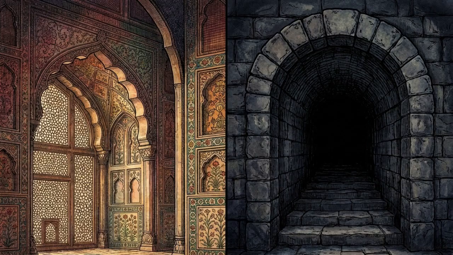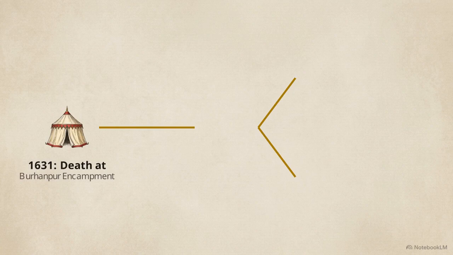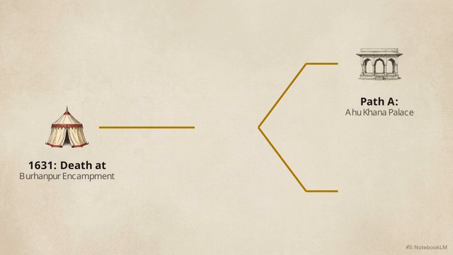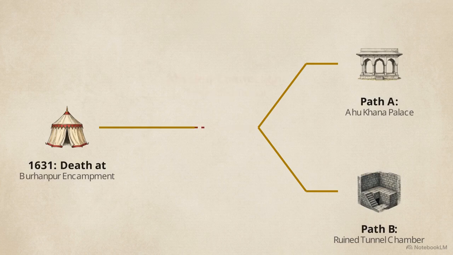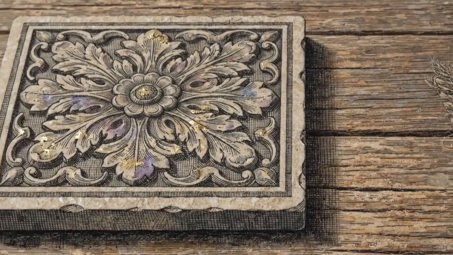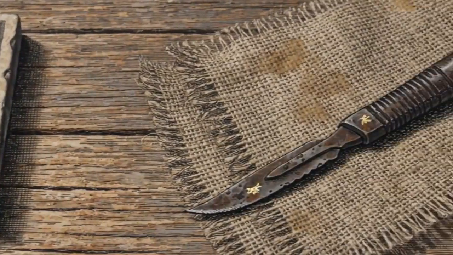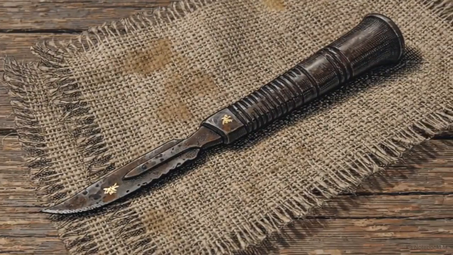Today, the ruins along the Tapti River in Burhanpur provide the only physical record of that 6-month interim period. While historians agree she was embalmed here, her exact location is a matter of debate between two distinct local theories. The timeline starts with her death in 1631, but the trail quickly splits into two possibilities: Path A, the Ahu Khana Palace, or Path B, a ruined tunnel chamber. This gap represents the missing connection between the confirmed embalming and the unverified burial sites. Determining which path is plausible requires evaluating the architecture of both sites against the biological realities of 17th-century body preservation.